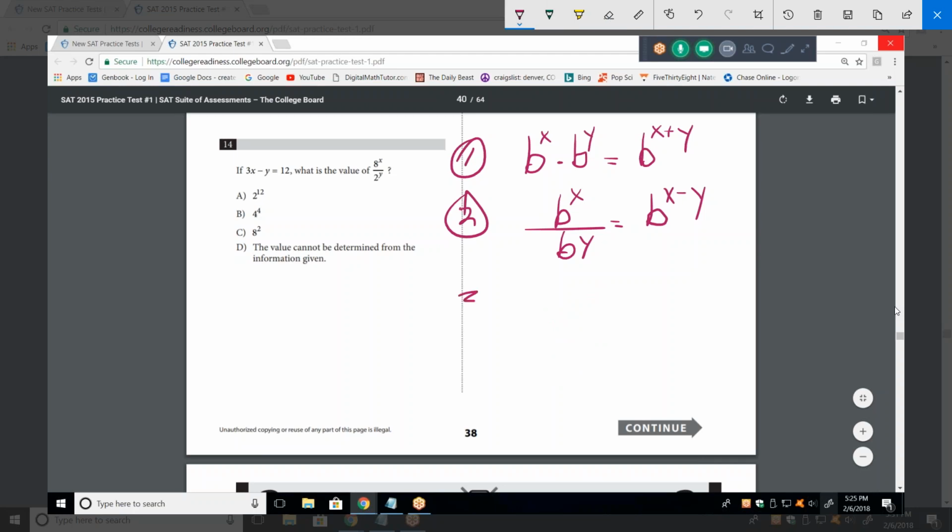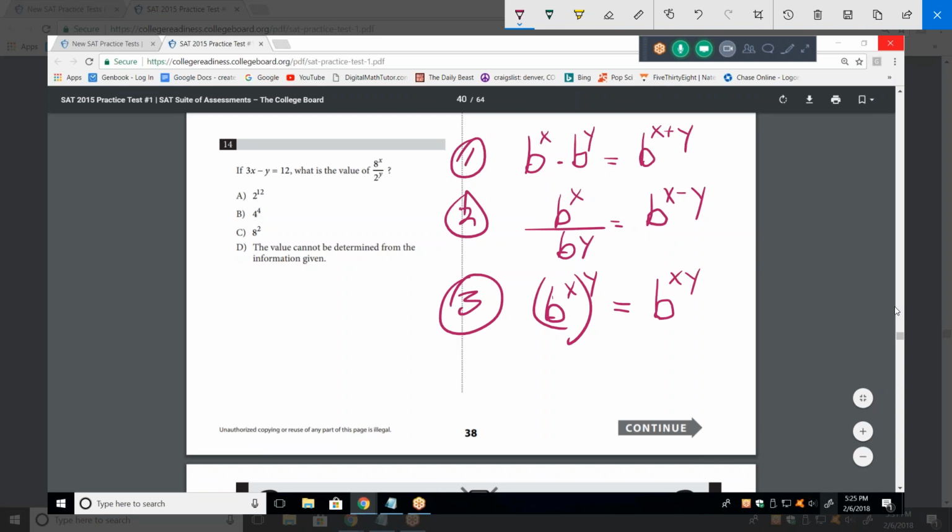Finally, rule number 3. If you have b to the x, and that whole thing is being exponentiated to the y, what's that equal to? This is what I call double exponentiation. The thing in parentheses is already being exponentiated, and we're going to exponentiate the whole thing. So what's that? Well, you multiply the exponents.